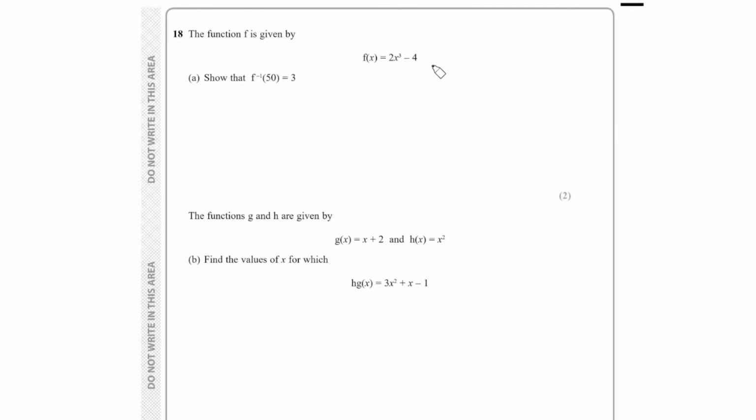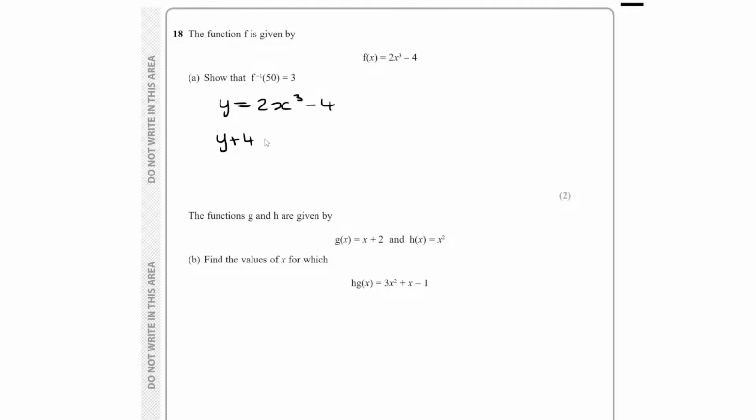So the function f is given by f of x is 2x cubed minus 4. They've then said show that the inverse function of f when x is 50 is equal to 3. So your answer should be 3 at the end, right? So first of all, we need to do the inverse function, and then we'll sub in x as 50. Normally I put y instead of f of x just to make it easier. You don't have to, really. Some people swap the x and y immediately. Some people swap it at the end. I swap it at the end. It doesn't matter, whichever you prefer.